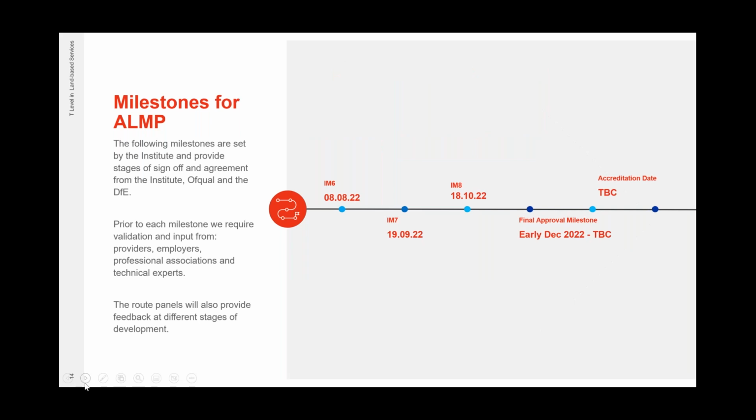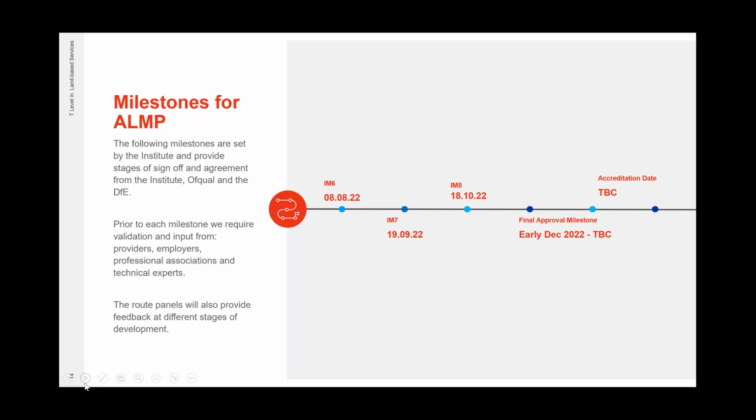Now, in terms of the development of the ALMP, the Agricultural Land Management and Production side, our milestones have been updated and they have moved on a little bit. So these milestones have got later than were originally published. Our next milestone, in fact, is IM8, internal milestone 8, which is next week. And we then have a final approval milestone, for which the date is yet to be formally agreed, but we're expecting it to be around early December.